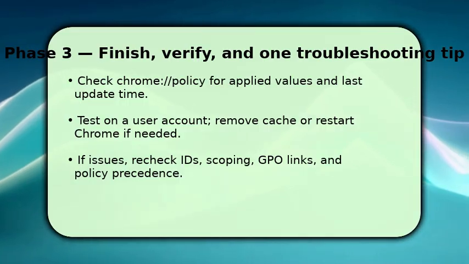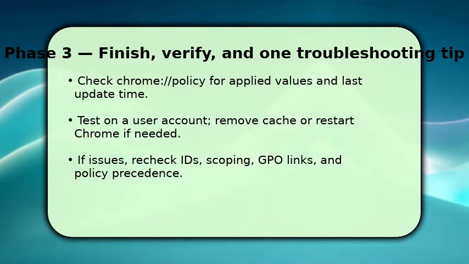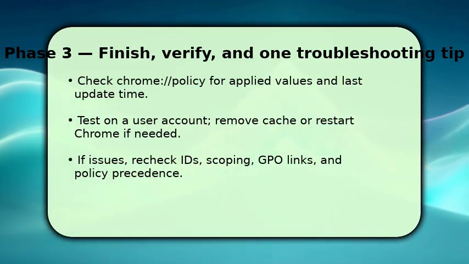If something goes wrong, recheck the extension ID, policy scope, group policy links and precedence. One misapplied setting often causes conflicts. If needed, roll back changes cleanly and reapply step by step.